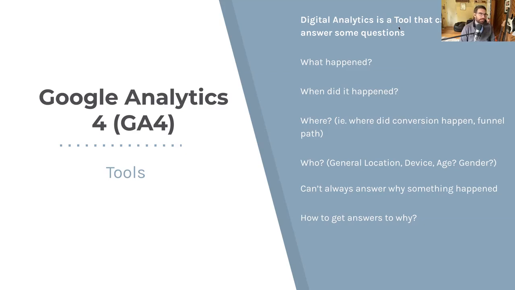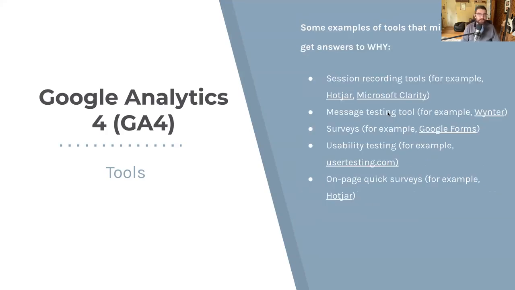Of course, the one question that it won't ever be able to answer is the why, but it does give you a lot of the context, so you can then start to figure out why something happened. I want to briefly touch on some ways that we can help figure out the why, and we'll cover these a little bit later. Session recording tools are helpful. So there's Hotjar and Microsoft Clarity. We use Microsoft Clarity ourselves. It's got a slightly more generous free tier, which is the reason why we use it. You can do some message testing with Winter, changing things around. Again, these are much more high level. We wanted to make sure that we touched on these, as well as surveys and usability testing.